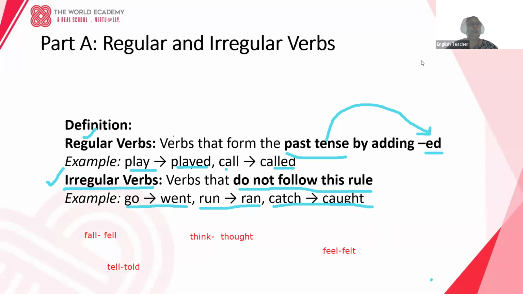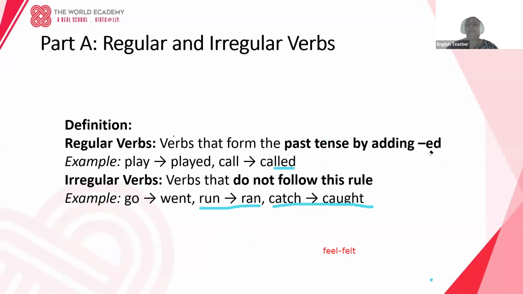So moving on to the next part of our video, it's the adverbs. Part B is going to be about adverbs. All right. So let's go ahead.